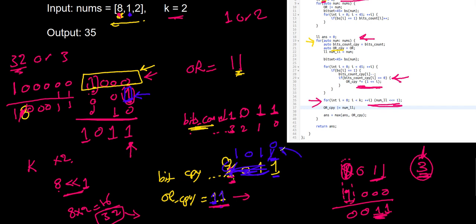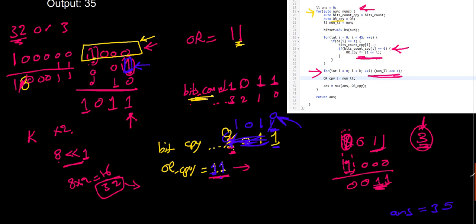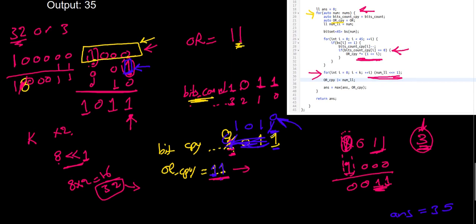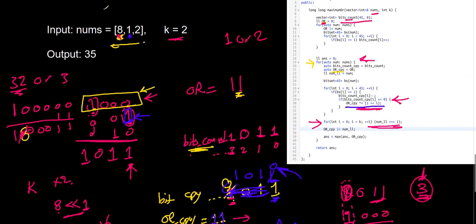Because it changed to 0, that means this number is the only one contributing to this digit, and we need to remove this bit from the ORing. So this is what we are doing here. The OR is 11, XOR 1 shifted by 0, which is 1. 1 0 1 1 with this 1 equals 1 0 1 0. This value is 10. This value represents the ORing of all values in the array other than the value 1.